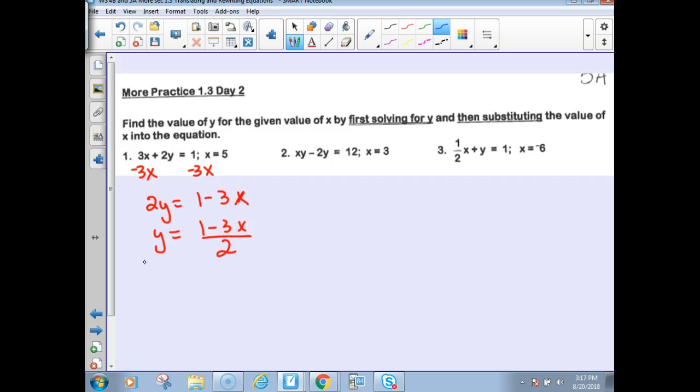Now I'm going to pop in 5. Substitute 5 for x. That would be 1 minus 15, which is -14, divided by 2. So our answer is -7.